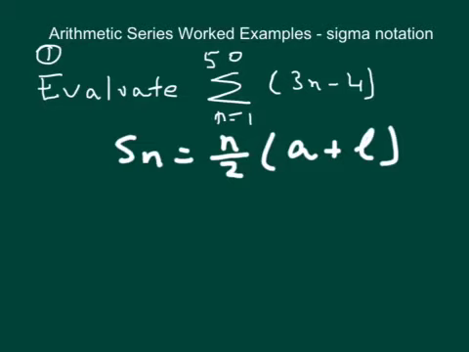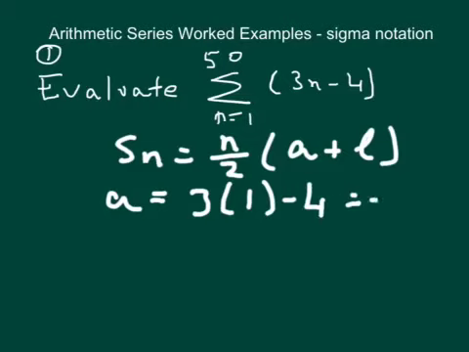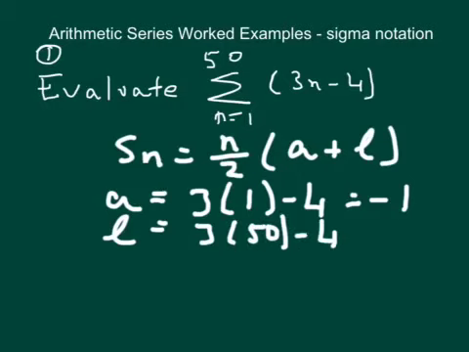So quite clearly a is equal to substituting n equals 1 into our rule. We get 3 lots of 1 minus 4, and that's 3 minus 4, which equals negative 1. The value for l is found by substituting 50 into our rule. So it's 3 times 50 minus 4, and that's 150 minus 4, which is equal to 146.